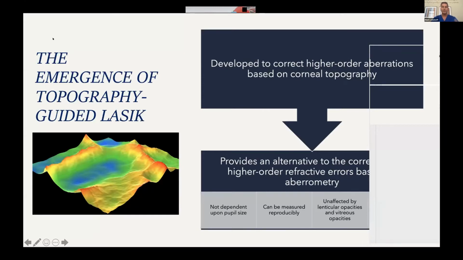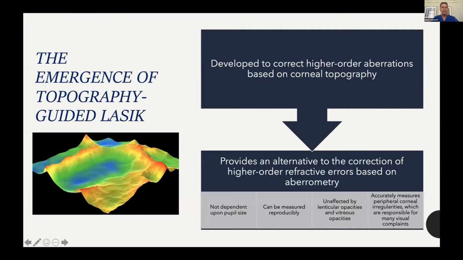Since the majority of corneal aberrations are responsible for the higher-order aberrations in the eye, if we can correct the corneal aberrations, we can correct the vast majority of irregularities in the visual axis itself. And some advantages that topography-guided has is that it's not dependent upon pupil size. It can be measured reproducibly, so there's not variability in all the analyses. It's unaffected by lenticular opacities and vitreous opacities. And another advantage is it can accurately measure peripheral corneal irregularities, which can be responsible for many visual complaints, particularly at night, that are not necessarily accessible with other methods.